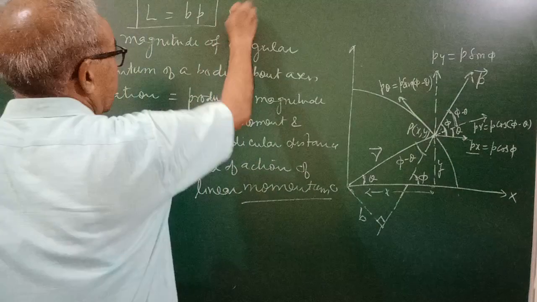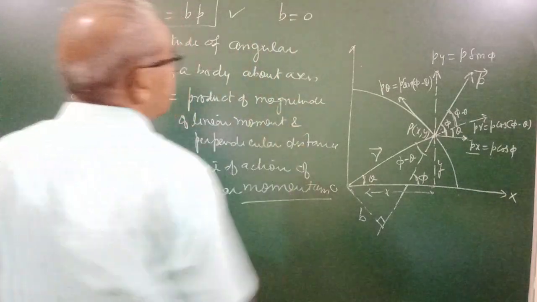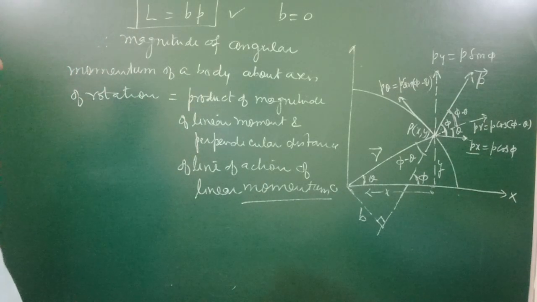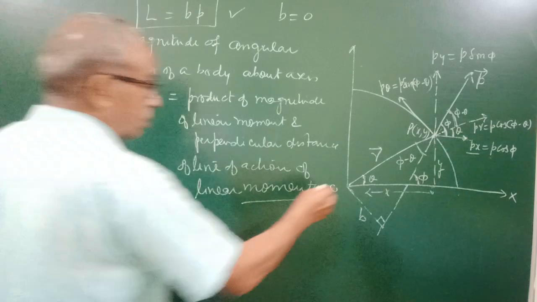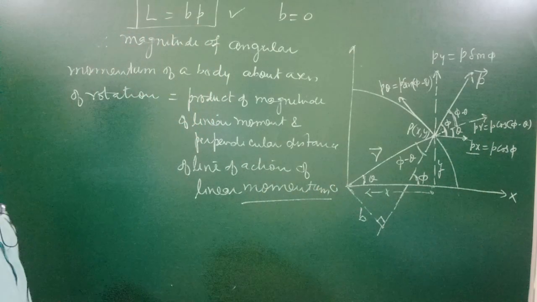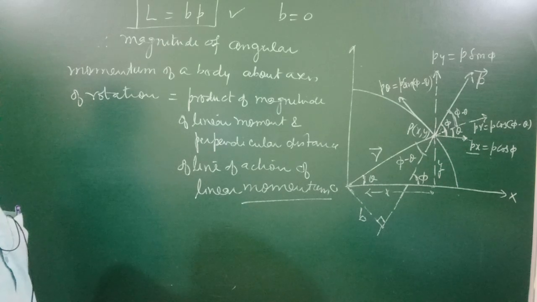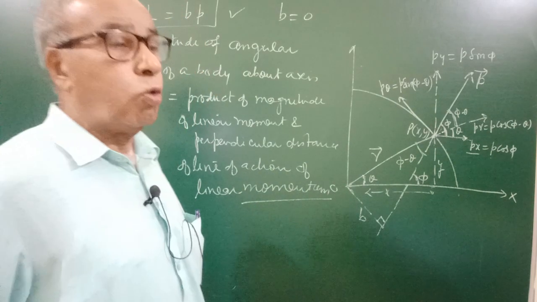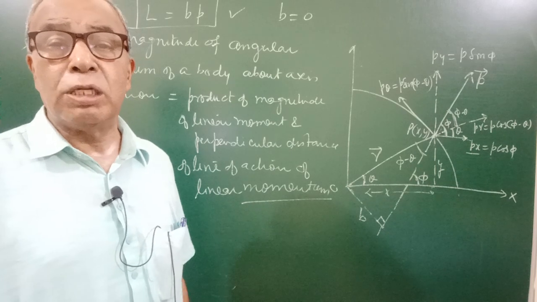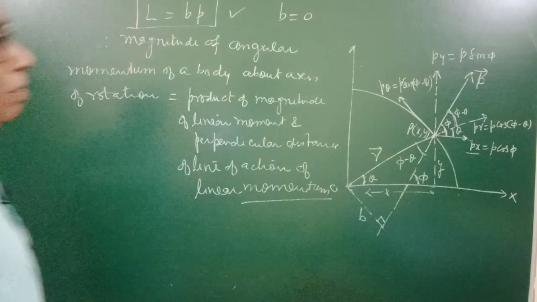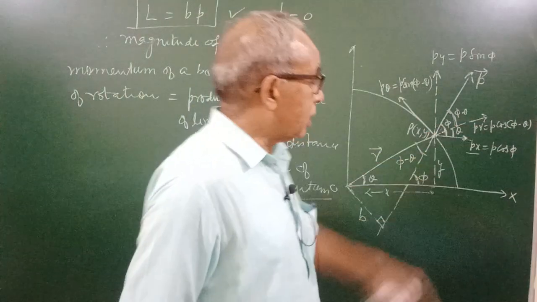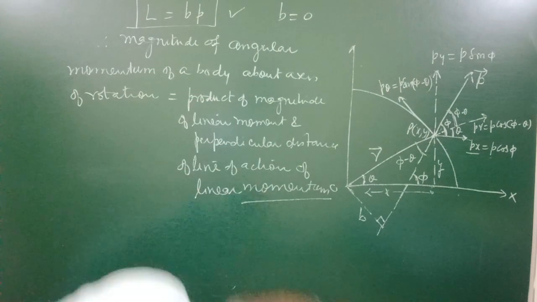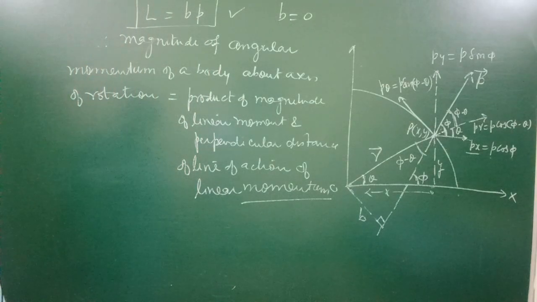This is very important to know. If b equals 0, it means linear momentum acts along the position vector, the radius. That is, the line of action of p passes through the point of rotation. Then angular momentum is 0, like torque is also 0. When there is a force but that force acts along the position vector, meaning the line of action of force passes through the point of rotation, then the force is unable to produce any torque. Similarly, the momentum which is acting along the position vector will not be able to produce angular momentum. This is one meaning.